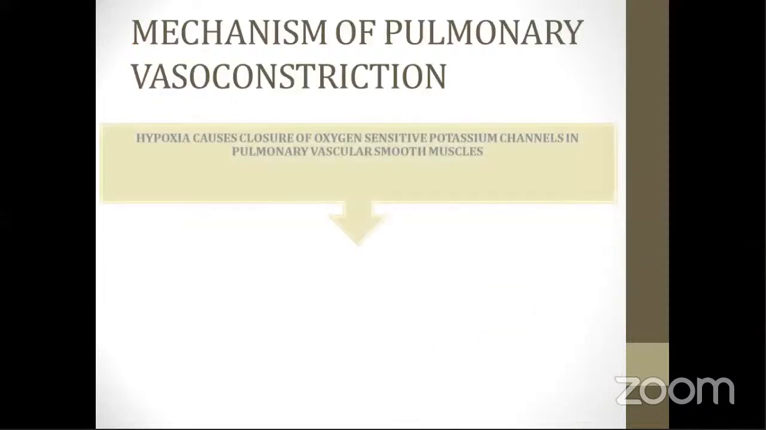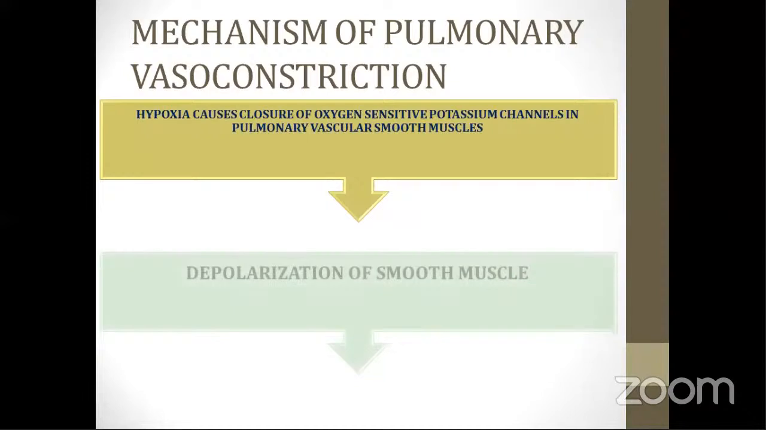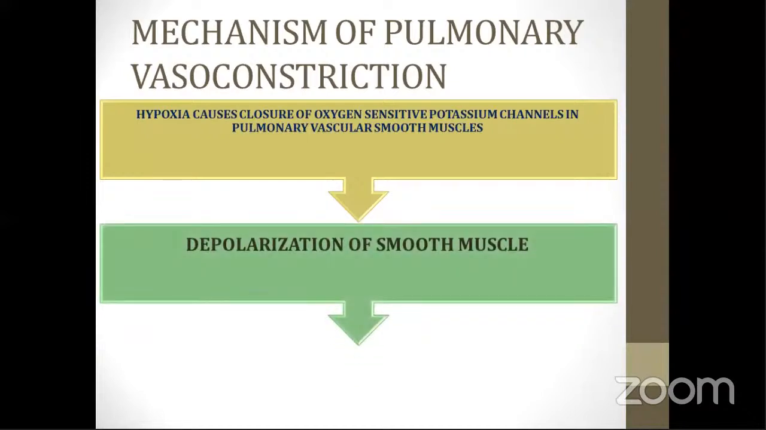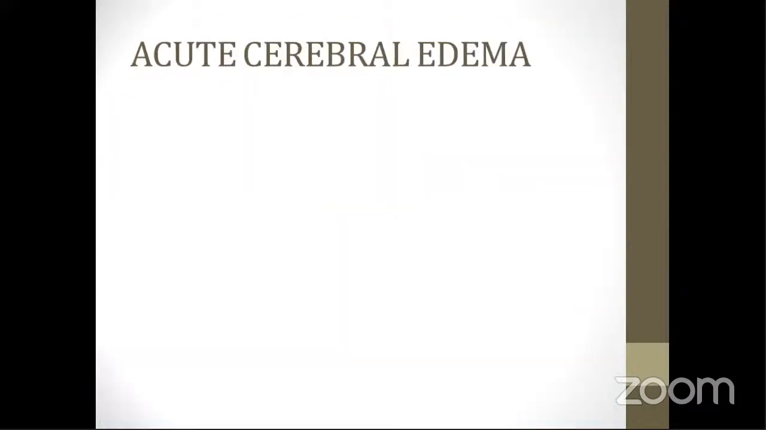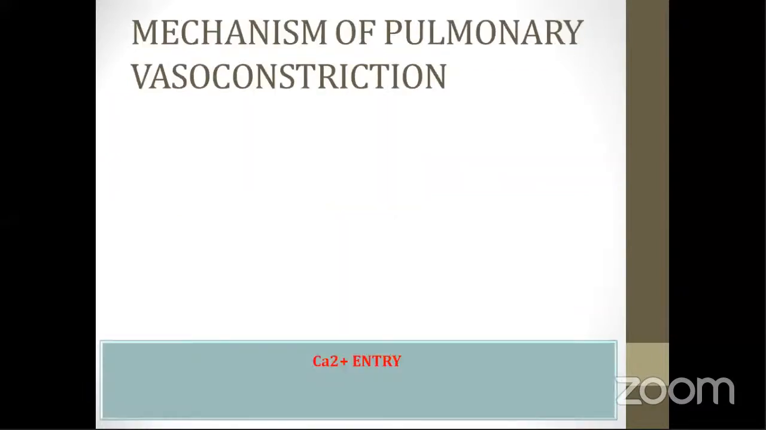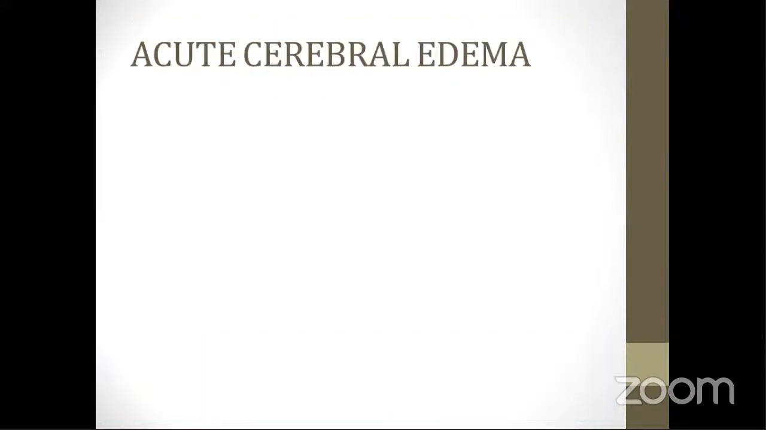And we have seen how this pulmonary vasoconstriction occurs. There is closure of oxygen sensitive potassium channels in the pulmonary vascular smooth muscle, and depolarization of the smooth muscle, and that will cause calcium entry, and that will cause smooth muscle constriction. Okay, and next is acute cerebral edema. What is this acute cerebral edema? It will result from local vasodilatation of the cerebral blood vessels.